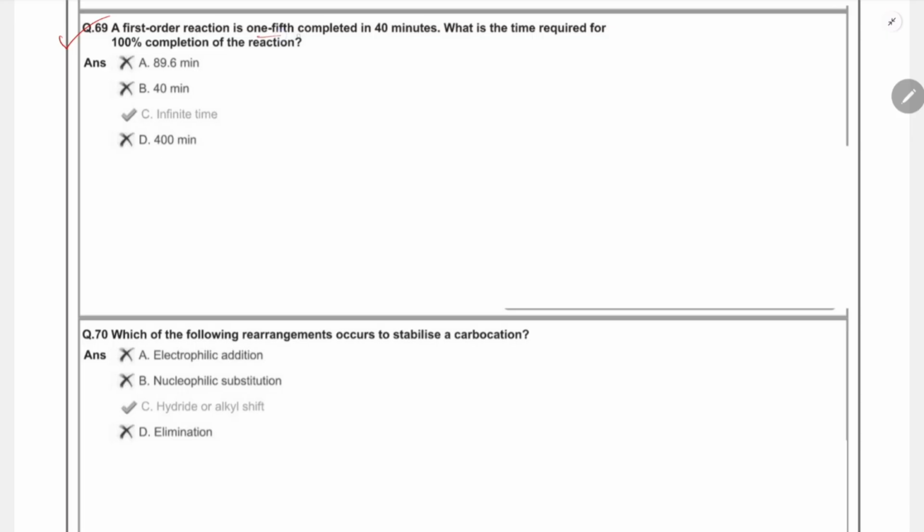Question number 69. A first order reaction is 1/5 completed in 40 minutes. What is the time required for 100% completion? For a first order reaction and 100% completion, a first order reaction cannot be completed 100%, so it will take infinite time. So option C is correct.